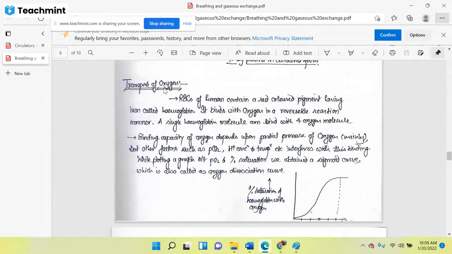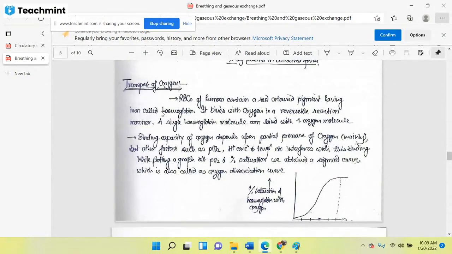Heme part or the iron part. So here it has been written: the RBCs of the human contain red colored pigment having iron, called hemoglobin. I told you hemoglobin is made up of mainly two components. One is iron and another is globulin protein. So here iron is also called heme. So here heme is giving the red color to the RBCs.